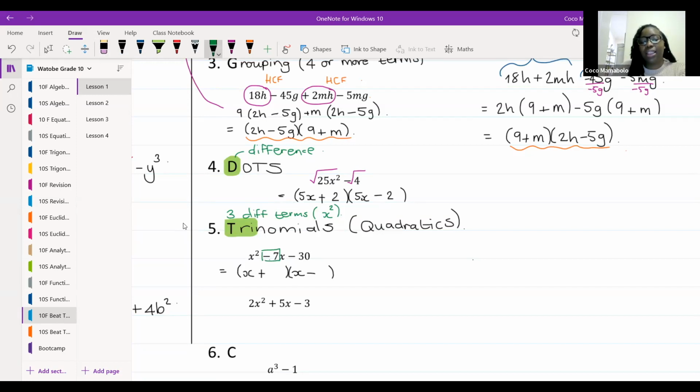In this case, it's already in the correct order. When you say if there's a plus, what do we say? Your 2 values must multiply to give us 30.